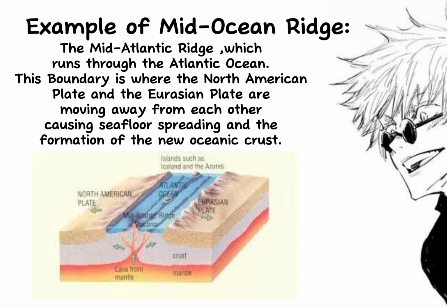Here is an example of a mid-ocean ridge, the Mid-Atlantic Ridge, which runs through the Atlantic Ocean. This boundary is where the North American plate and the Eurasian plate are moving away from each other, causing seafloor spreading and the formation of new oceanic crust.